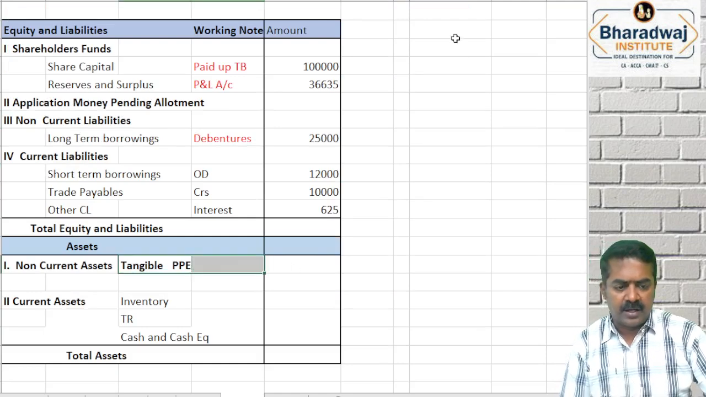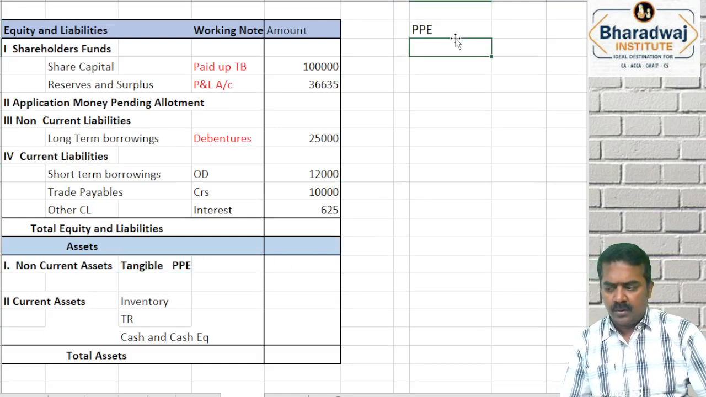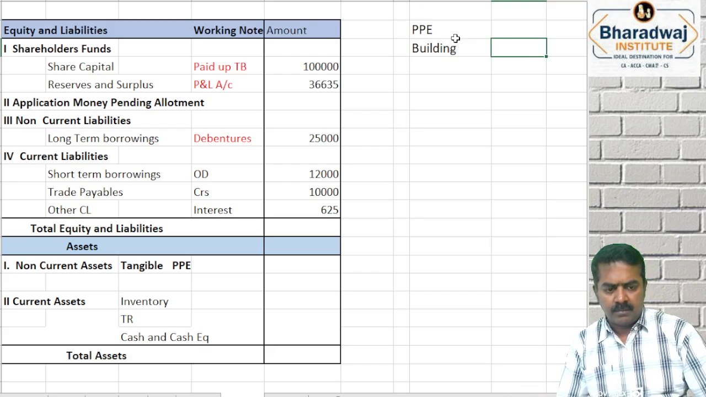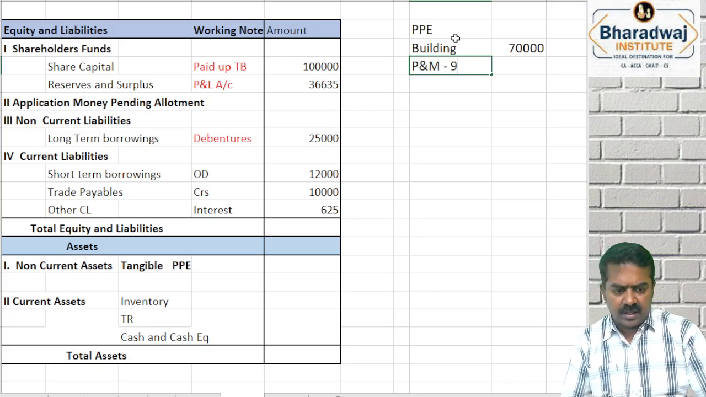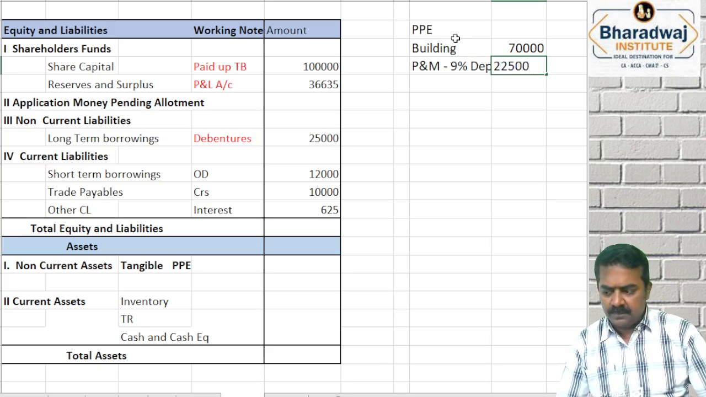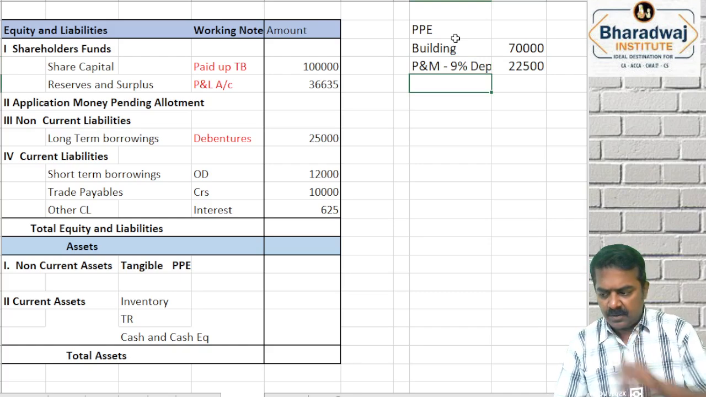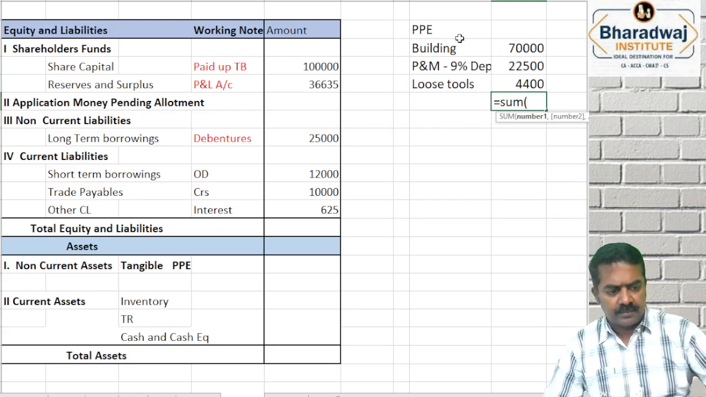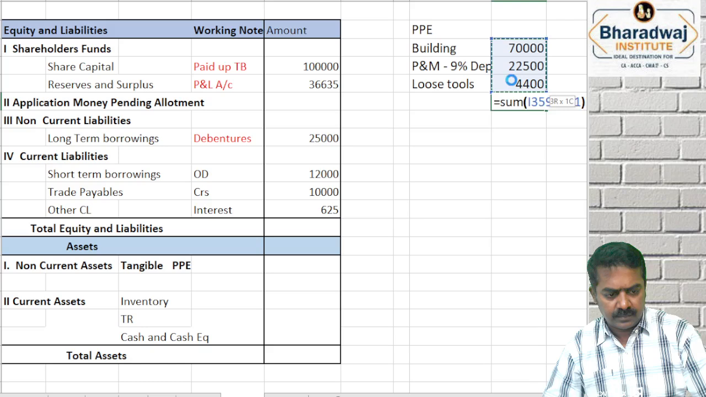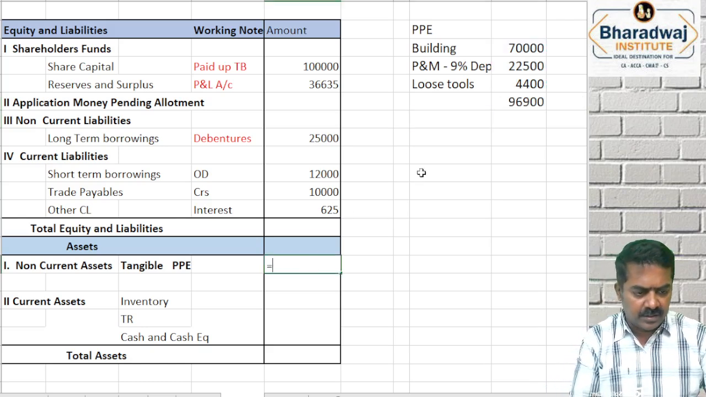We'll do the working for plant, property and equipment. What all will come in plant, property and equipment? Building, there's no depreciation, 70,000. Plant and machinery minus 9% depreciation, 22,500 will come. Then loose tools, this can be shown alternatively as a current asset also. $96,900 will come.